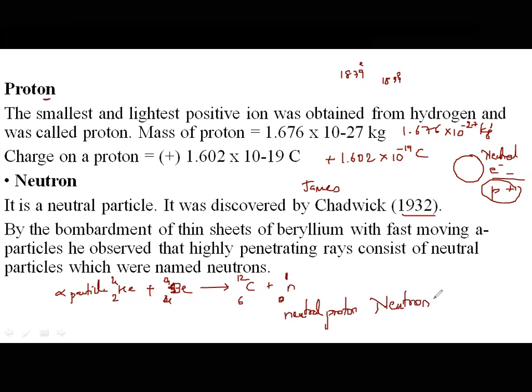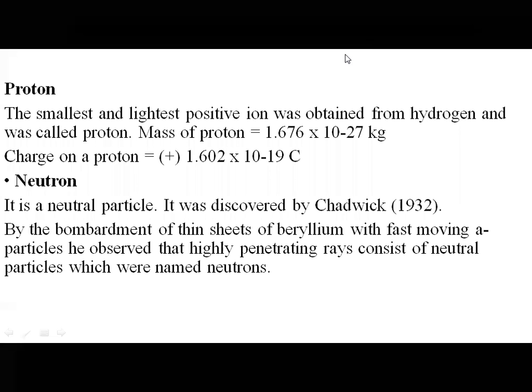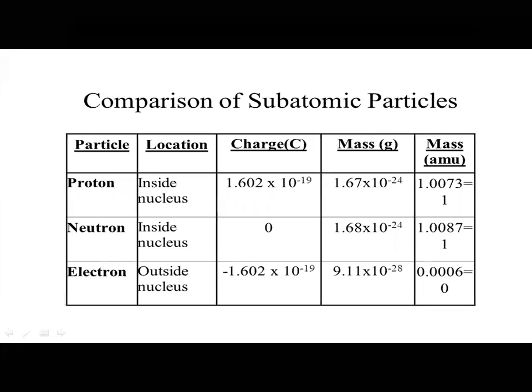So mass of the neutron, if you see, is almost the same as that of proton. How much is mass of proton? 1.676, and mass of neutron is 1.674 into 10 raised to minus 27 kg. And what is the charge on neutron? It is 0. So mass of proton is almost the same as that of neutron, but charge on neutron is how much? It is 0. So this led to the discovery of neutrons. So basically there were 3 subatomic particles, the fundamental particles present in an atom. Which were they? Protons, neutrons and electrons.